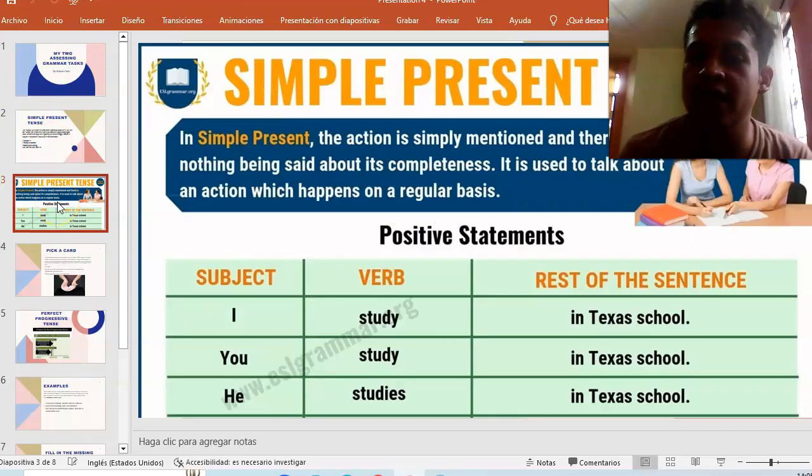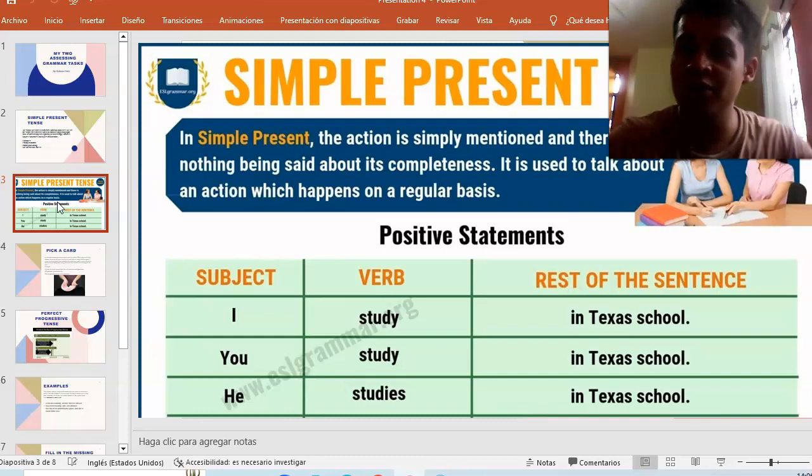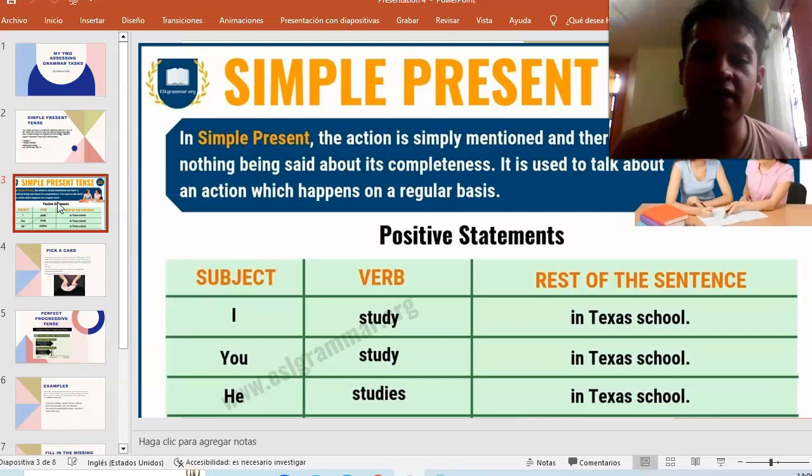Here is simple present tense, brought to us by eslgrammar.org, in which they state that in simple present the action is simply mentioned and there is nothing being said about its completeness. It's used to talk about an action which happens on a regular basis. Now here is a chart, a table, with subject, verb, and rest of the sentence. The subject is I, the verb is study, and the rest of the sentence is in Texas school. The next sentences are you study in Texas school, and he studies in Texas school. As we can observe, the last part of the chart has plural form.